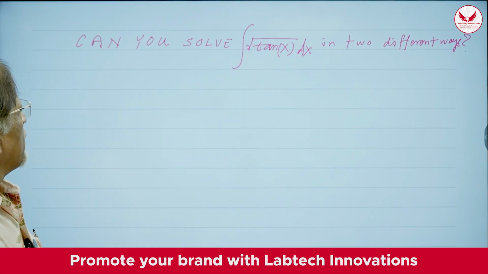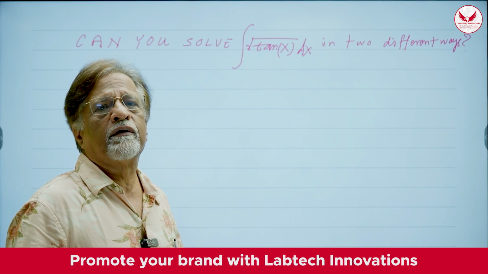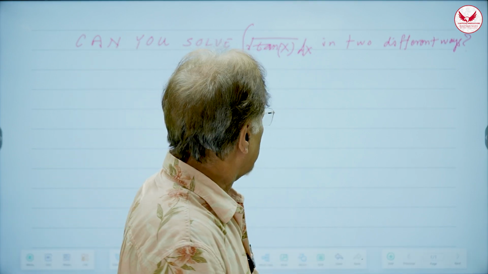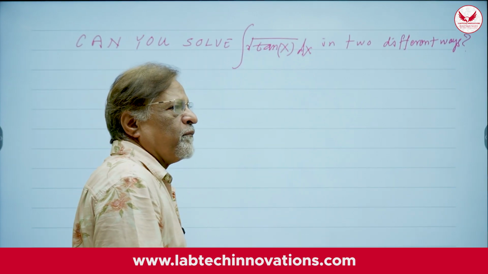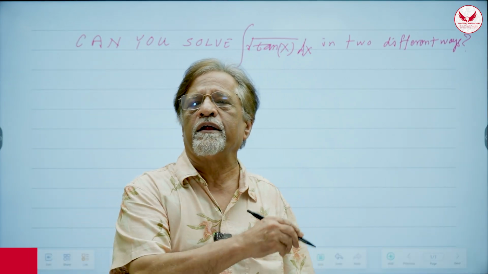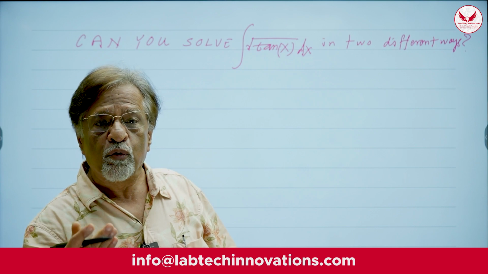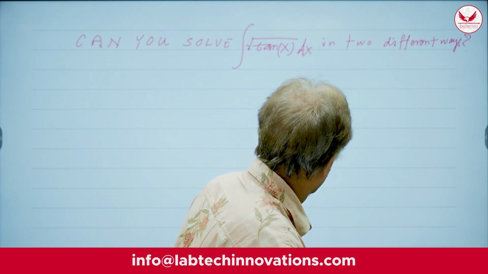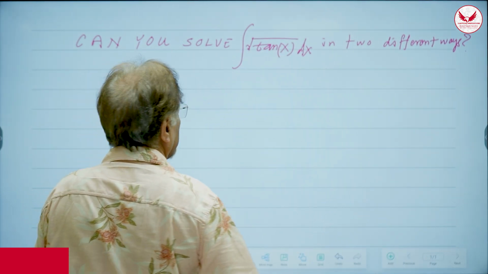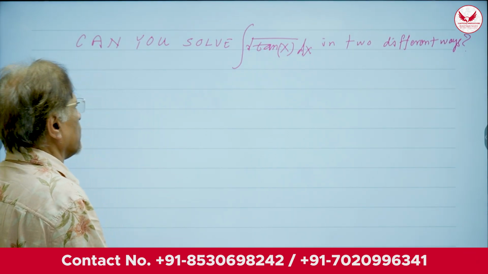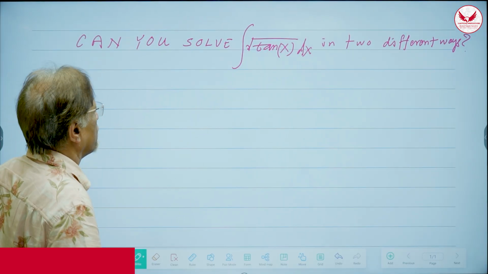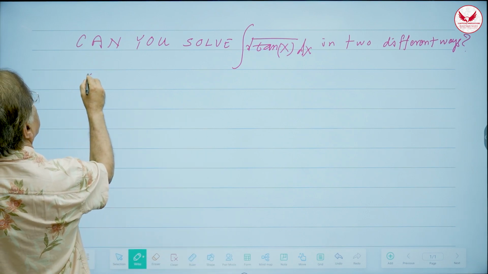Now this problem is not a very easy problem. It's one of the most difficult problems at the plus 12 level. Generally this problem is solved in most of the textbooks in one particular manner. But I'm going to give you two different ways of solving this particular problem. That is the specialty of today's lecture. First, let us familiarize ourselves with the standard method of solving this problem.